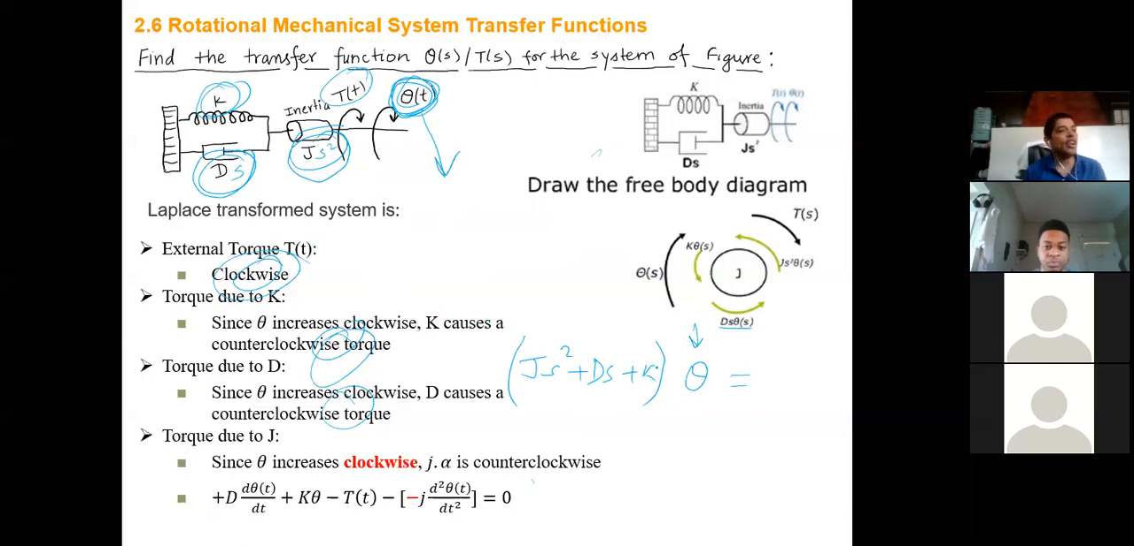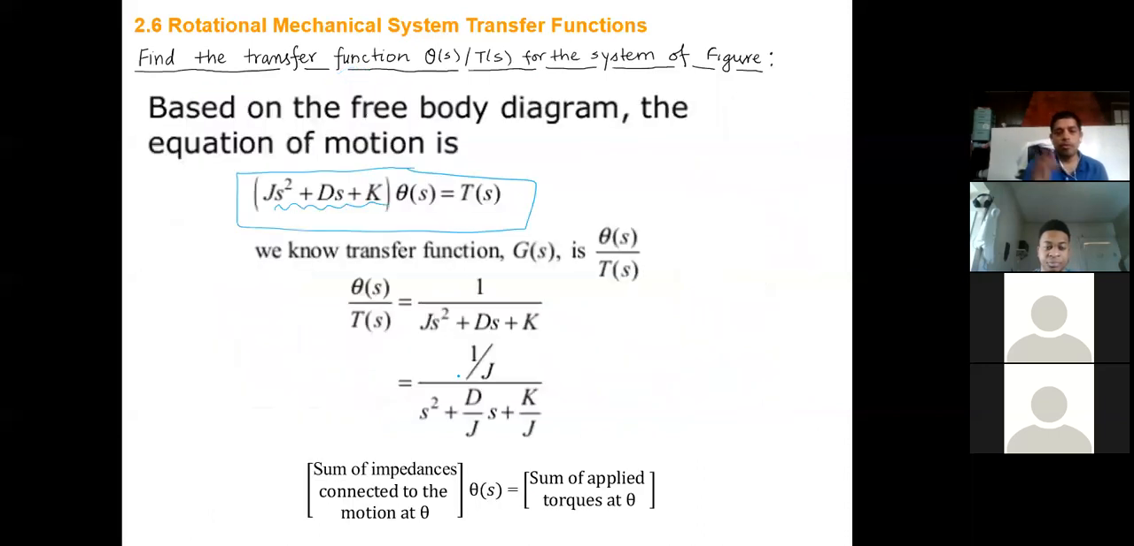Then what will be on the right hand side? Sum of all the torques. We have only one. That's it. Without doing anything, we got the final answer. Boom. One step. Good news, this always works. This is the rule: sum of impedances connected to the motion at theta, times theta. See, this theta and this theta are the same. Keep that in mind, okay? Then the sum of applied torques at theta.